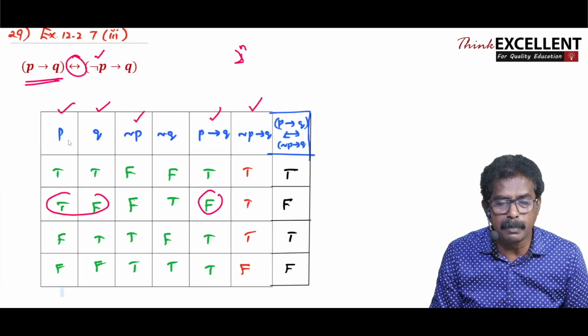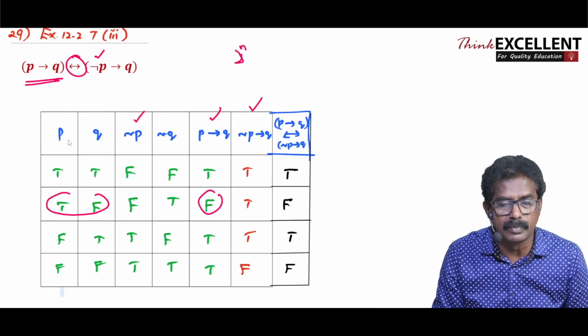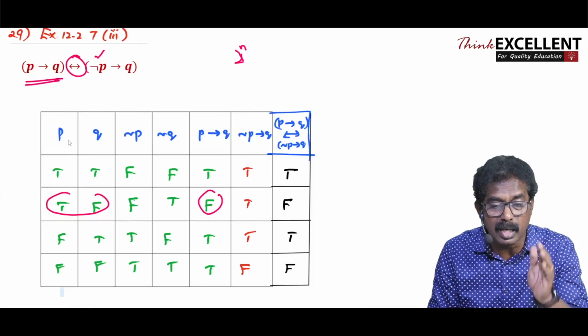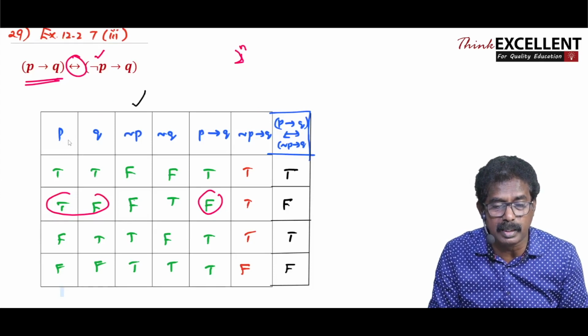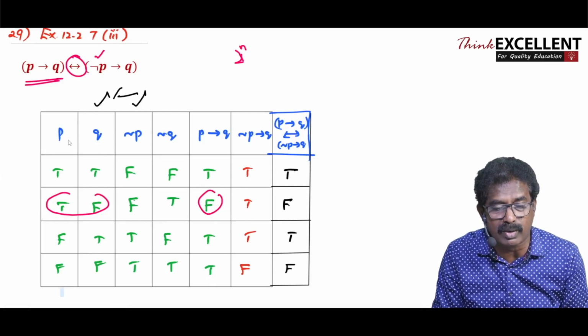Then negation P implies Q. Next one you check, negation P implies Q. So check the columns correctly. Negation P and Q implies true false. So from here you read true false.